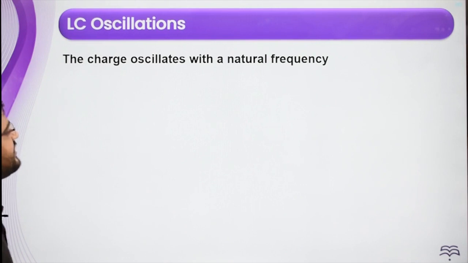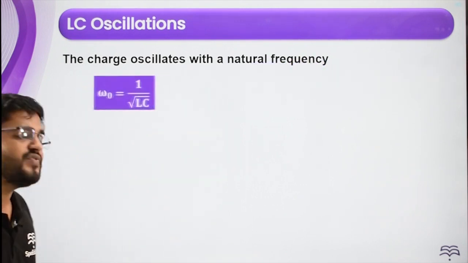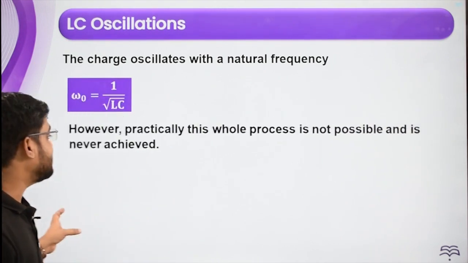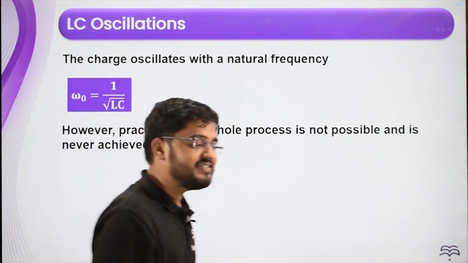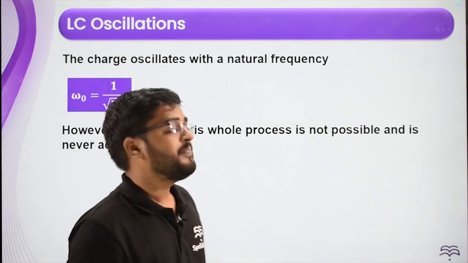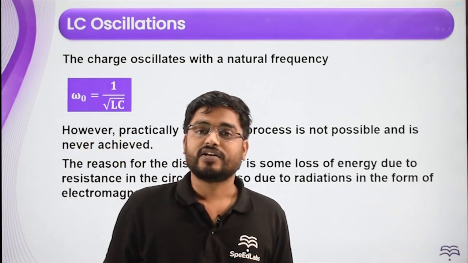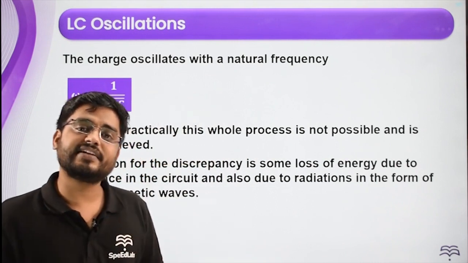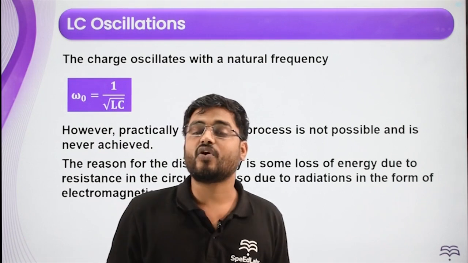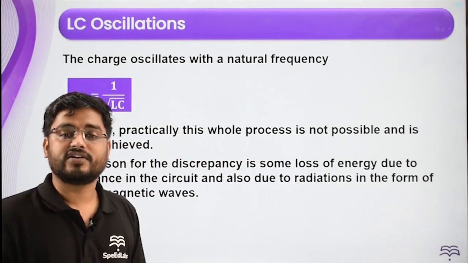But practically, charges oscillate with a natural frequency, and what is the natural frequency? The resonant frequency, 1 by root over LC. And practically this type of LC oscillation is never possible, and the reason is very, very simple. We know that there is always going to be some loss in the resistance, right? Here we assume that only an inductor and capacitor are there, but practically when we connect an inductor, it also has some resistance, or the resistance of the wire and connecting cords.